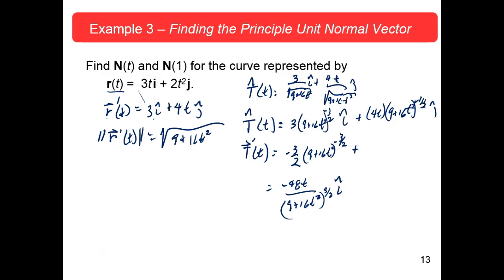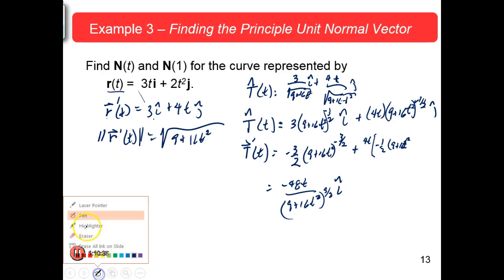First times the derivative of the root of the second. Okay, we'll do that. Now I'm going to run out of room. So that's going to be 4t times the derivative of the root of the second, which would be what? Very similar to what we had before. It's going to be a minus 1/2 times 9 plus 16t squared.